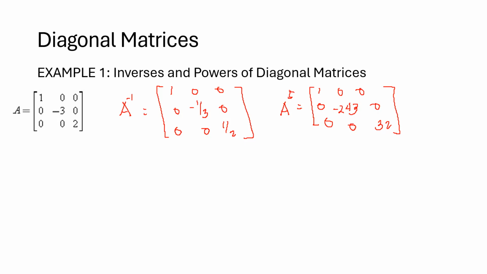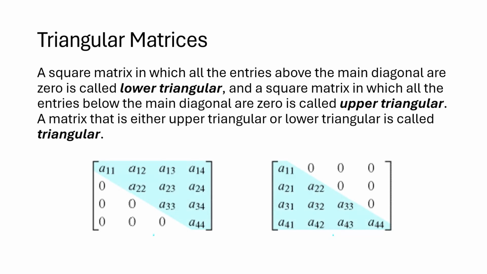So you have triangular matrices. A square matrix in which all the entries above the main diagonal are zeros is called lower triangular, and a square matrix in which all the entries below the main diagonal are zero is called upper triangular. A matrix that is either upper triangular or lower triangular is called triangular. Here you have the illustration. As you can see, this one is upper triangular, and this is lower triangular.